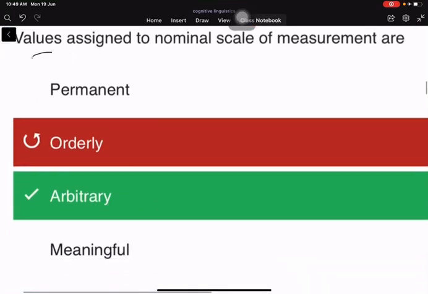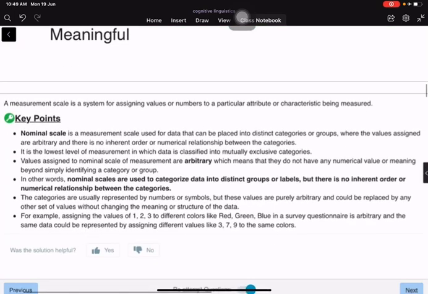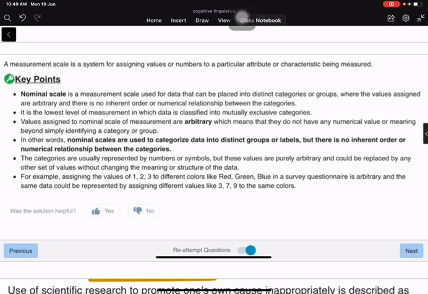Now, values assigned to nominal scale of measurement are arbitrary. Nominal scale, arbitrary. Right? Nominal scales are used to categorize data into distinct groups or labels, but there is no inherent order or numerical relationship between the categories.